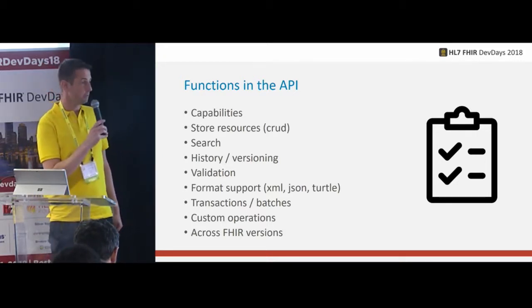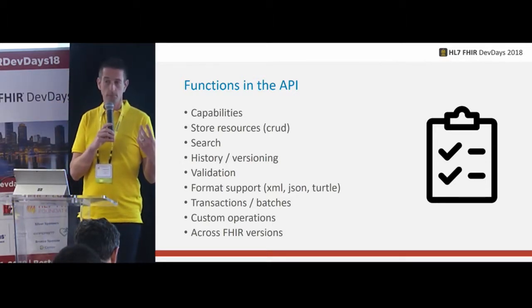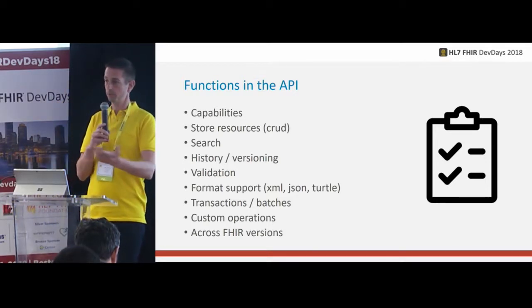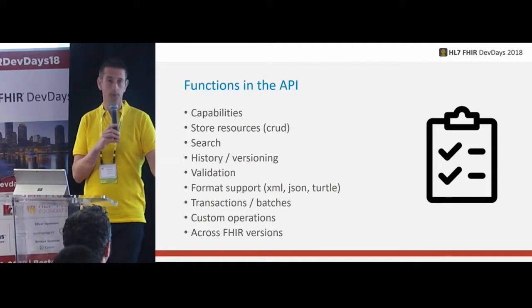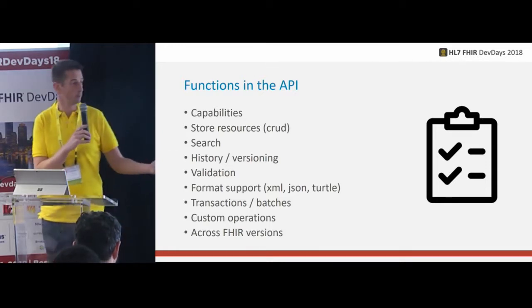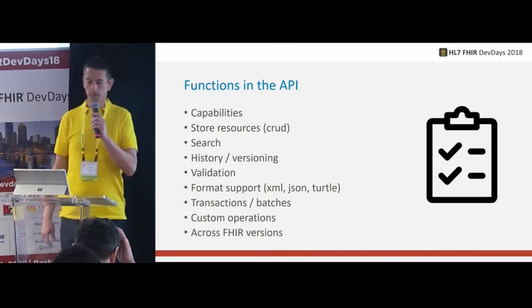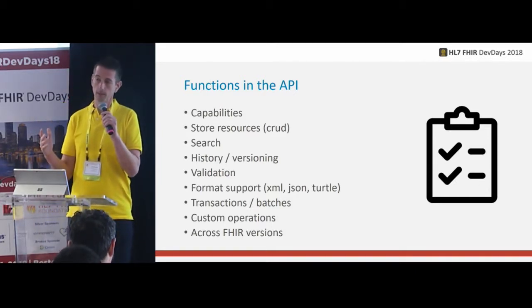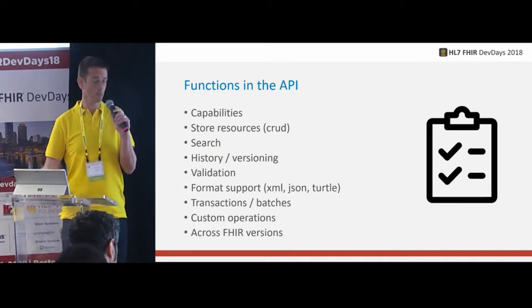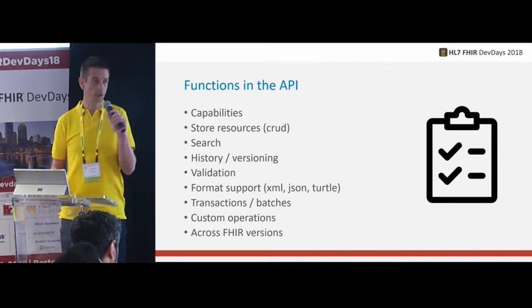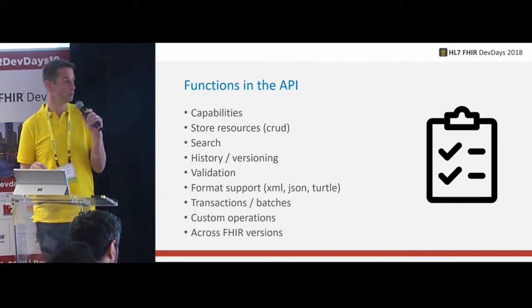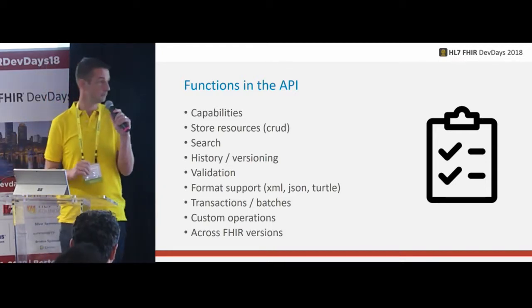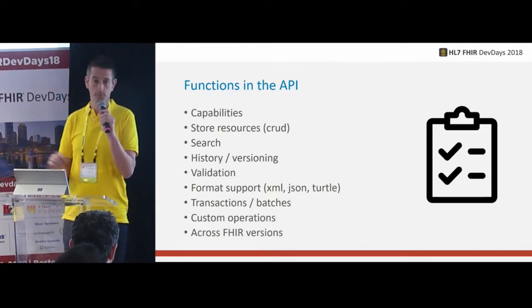Then, transactions and batches. A batch is nothing more than a whole bunch of requests to a server bundled in a FHIR bundle. That's not too hard. You just do them one by one, and it's actually the same as doing them one by one. Transactions are a bit harder because they are guaranteed to succeed or fail together, and they can have links between them.